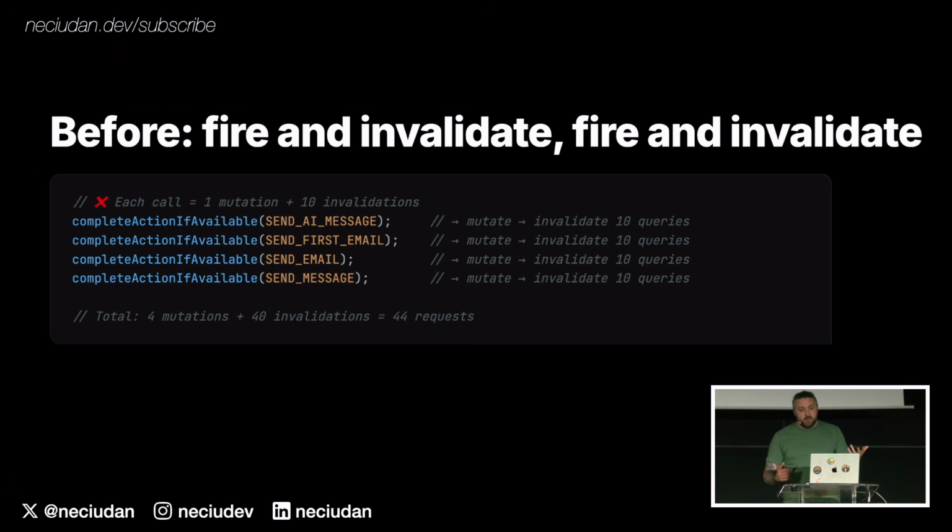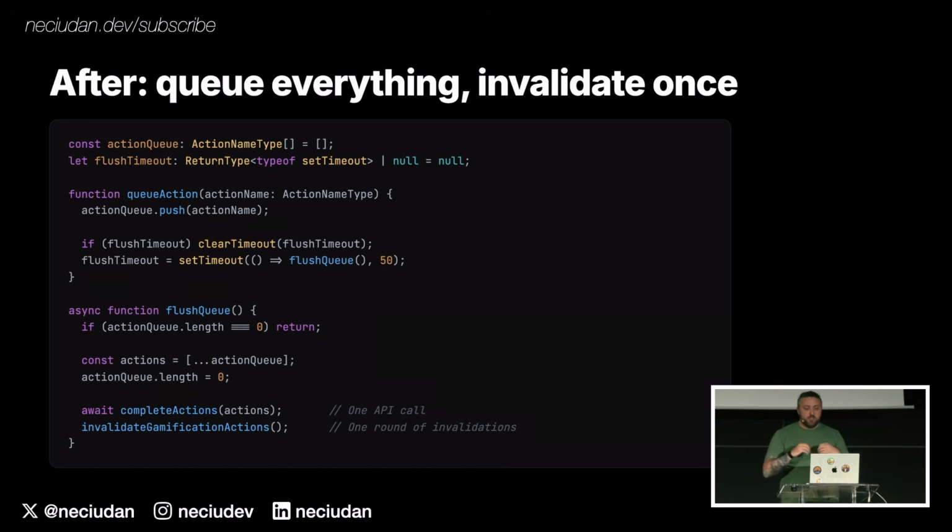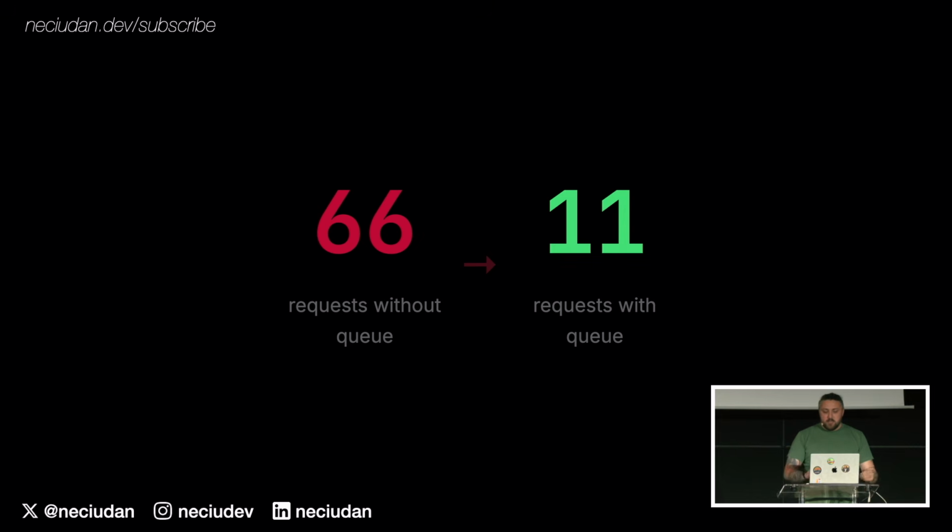So what could we have done differently? First was our code design issue. We were calling the action 5 times and invalidating after each request like this, causing 50 potential extra requests. So we built a queue. The queue was simple. We just added all the actions in an array and a timeout function to execute the queue. And after the queue was executed, we were calling our invalidate gamification action just once. This took us from 66 requests without the queue to 11 requests with the queue, which was pretty good for us.